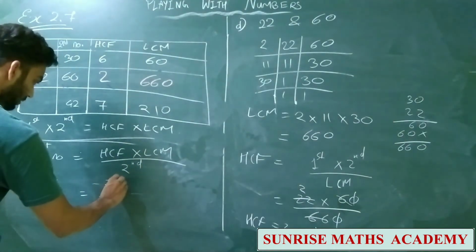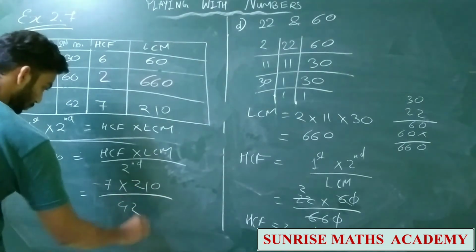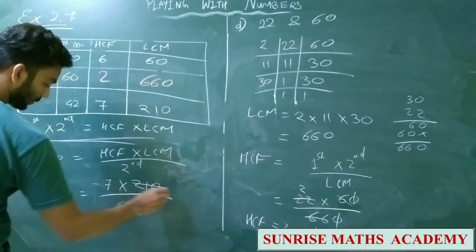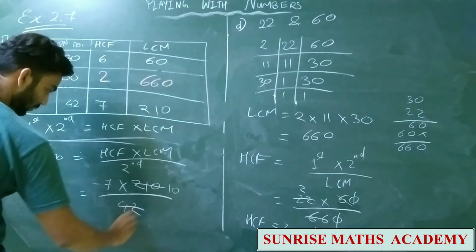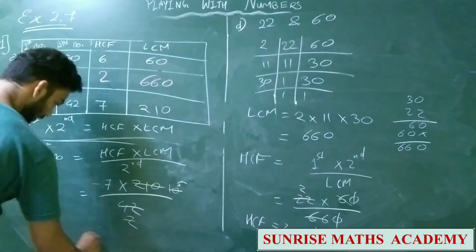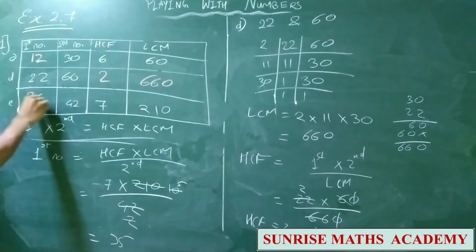So HCF is 7, LCM is 210 and this is 42. So we can divide this 210 by 21, 21 into 10, and this is 21 into 2. And this is 1 and this is 5, 7 5 is 35. So the other number, first number, is 35.